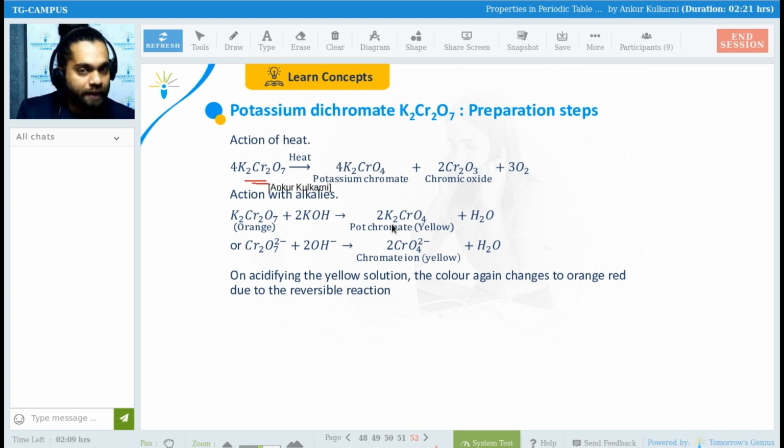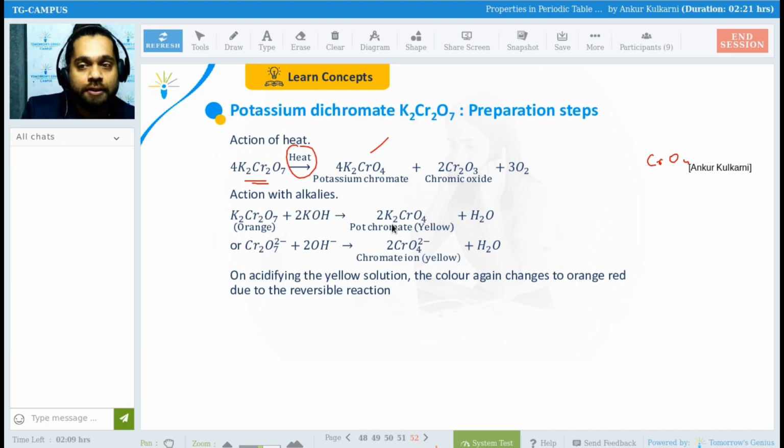I have K₂Cr₂O₇. If I heat it, it will convert into K₂CrO₄, which is nothing but a chromate. So what is the oxidation state for chromate? CrO₄²⁻. What is the oxidation state? It is also +6. You are heating it, so no oxidation, no reduction. You are just heating. It breaks down and gives you potassium chromate.